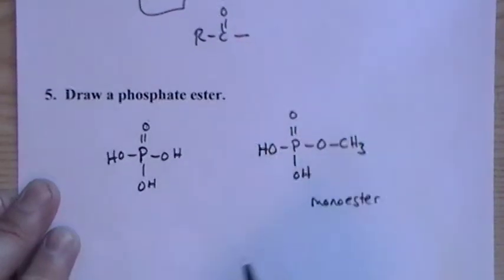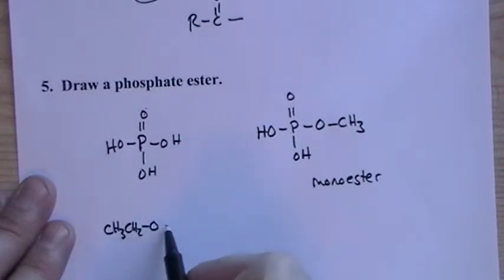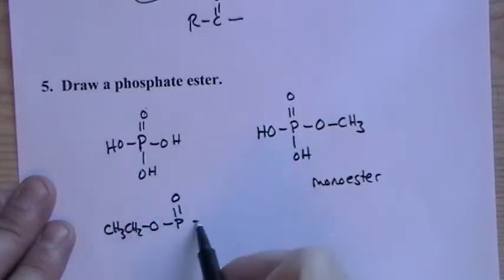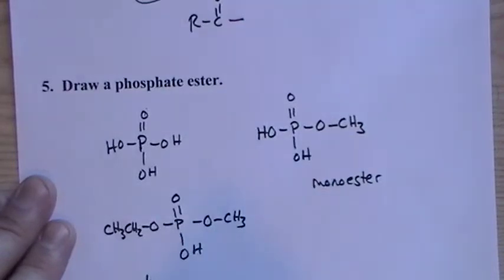You can see we have two other hydrogens here, so we could keep going. We could put an ethyl group on the other side. So this could be anything, just pick these at random. So this is our diester.